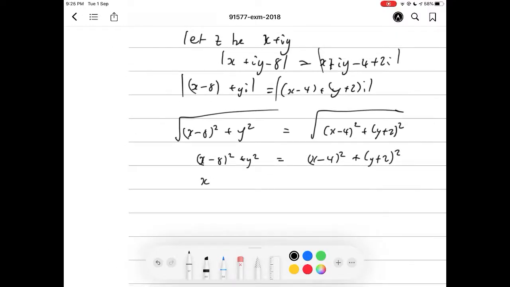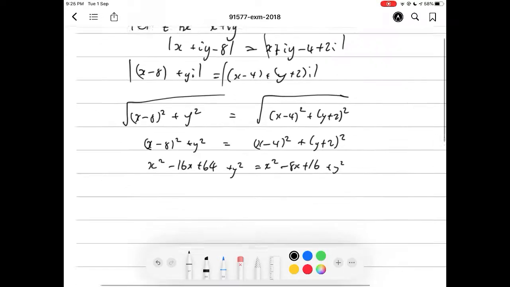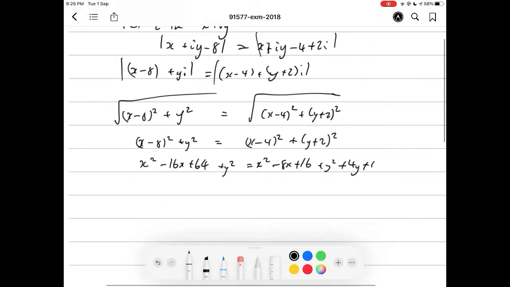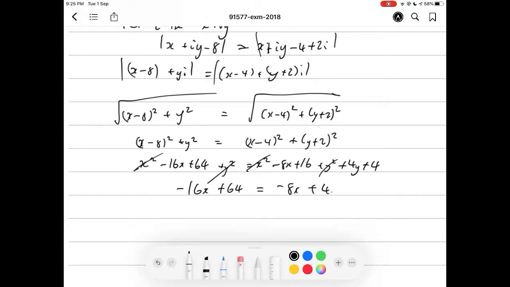Alright, so now we're going to expand on both sides. So x squared minus 16x plus 64 plus y squared equals x squared minus 8x plus 16 plus y squared plus 4y plus 4. Alright, so x squared and x squared cancel out. y squared and y squared cancel out. So we have negative 16x plus 64 equals negative 8x plus 4y plus 20.